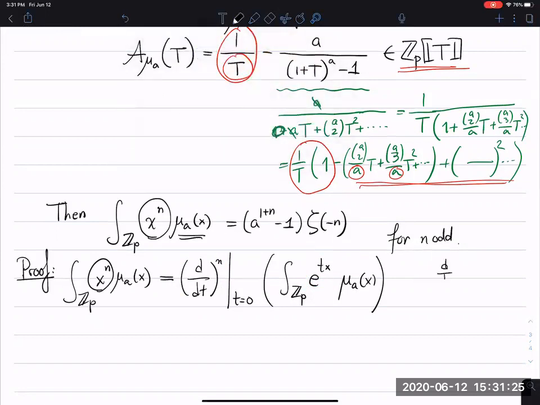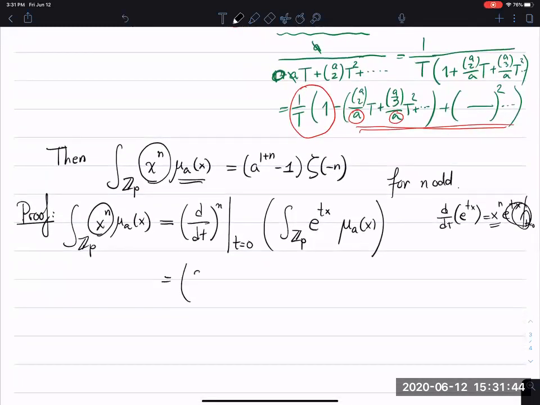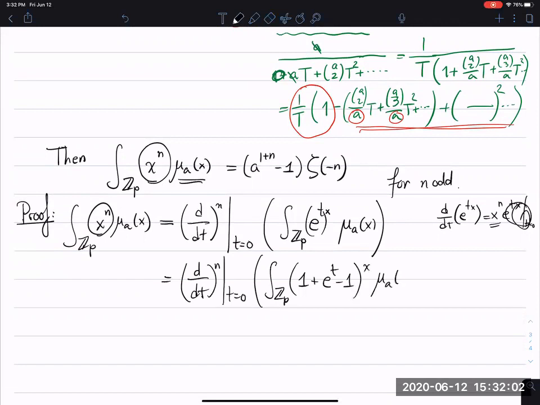So you see that the nth d dt of e to the tx is precisely x to the nth e to the tx. Now after that, you evaluate at t equals 0. So now this goes away, so you're left with x to the n. So these are the same. But I want to write it in a completely fancy way. Now this is equal to d dt at t equals 0 of the integration of 1 plus e to the tx. Oh, I want to think of it as e to t and then e to t to the x. So I have e to t plus 1 x mu a x.